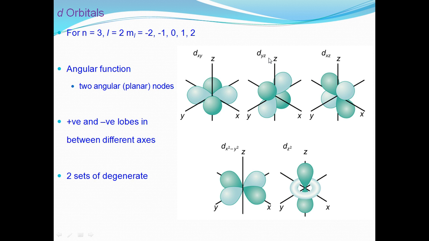For the dyz, the lobes point in between the y and z axes, and the same thing for the dxz, the lobes point between the x and z axes. Now notice that for both pairs of lobes, one pair has one shade and the other pair has another shade. This represents the fact that these lobes have one phase and those lobes have another phase, a positive phase and a negative phase.